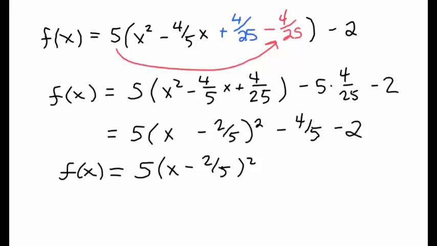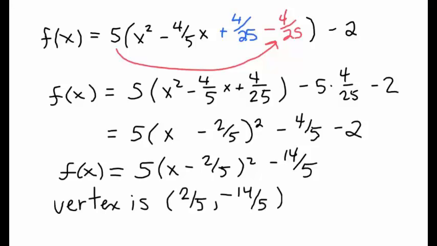Now 2 is 10 over 5, so we have 4 over 5 minus 10 over 5. That's going to give us negative 14 over 5 as our constant here. And this tells us that the vertex must be 2 over 5, comma, negative 14 over 5.